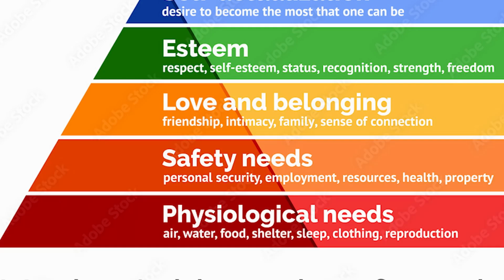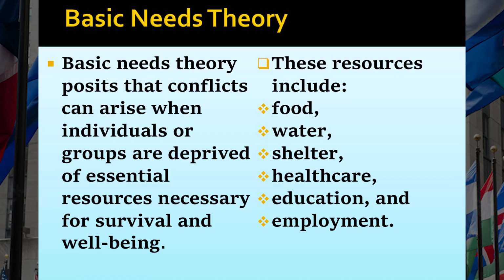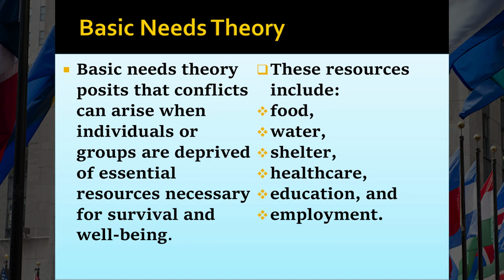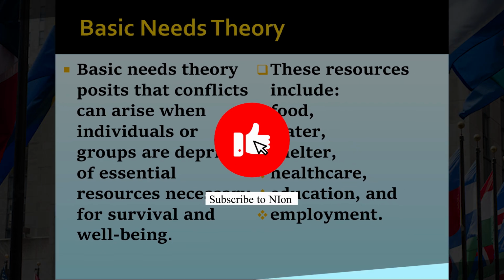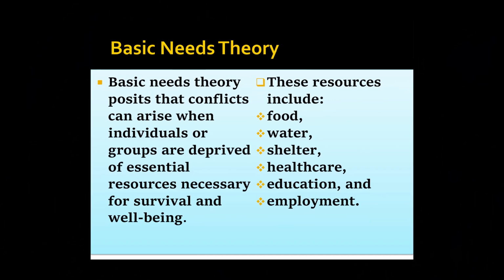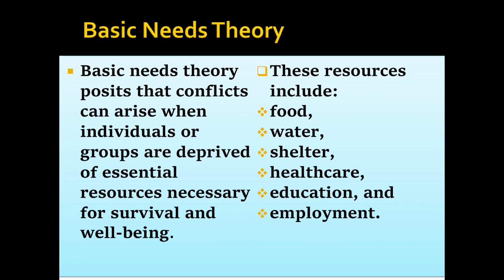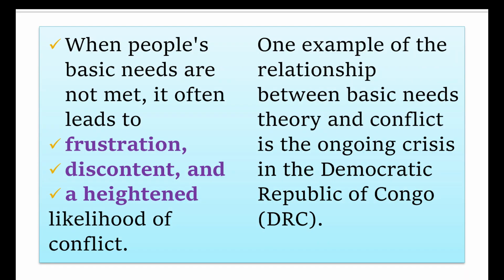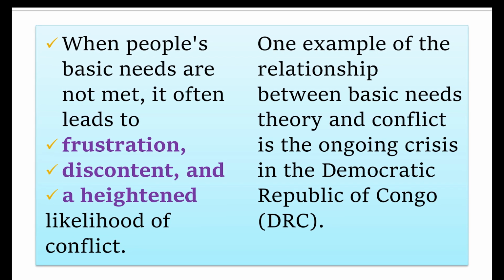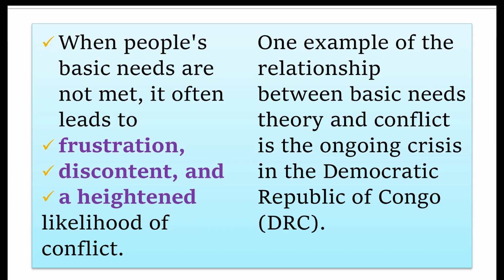Frustration, discontent, and a heightened likelihood of conflict. One example of the relationship between basic needs theory and conflict is the crisis in the Democratic Republic of Congo. The DRC has experienced years of conflict, and a significant contributing factor is a struggle for control over valuable natural resources like diamonds, gold, and coltan.